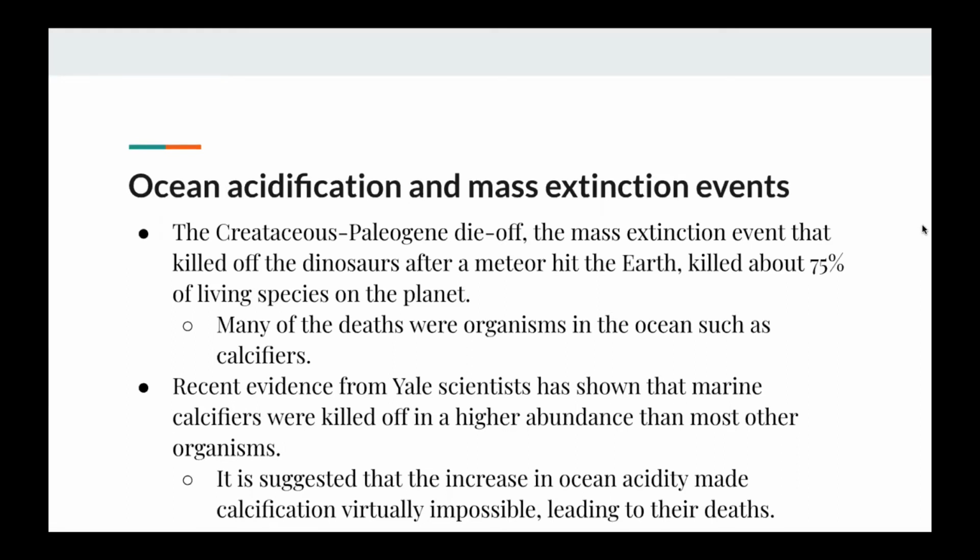And it is suggested that the increase in ocean acidity made calcification virtually impossible, which led to their deaths. So they weren't able to make their own shells, which means that they didn't have the ability to survive in their environment anymore.